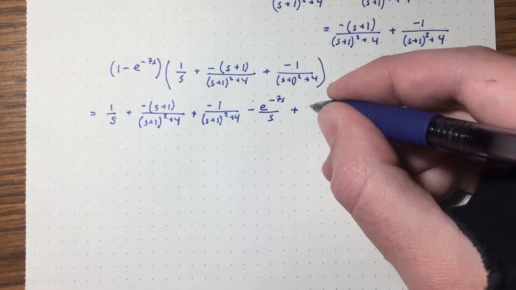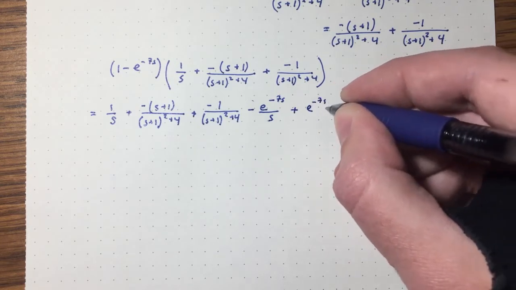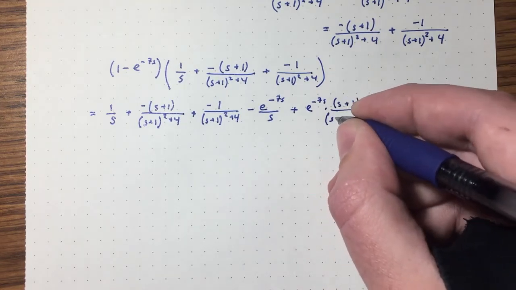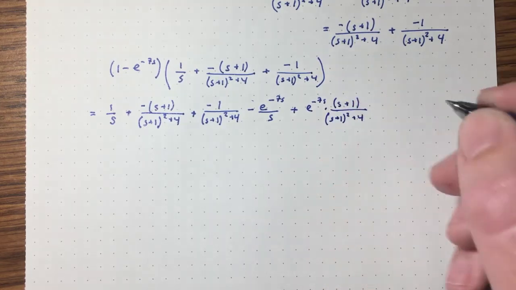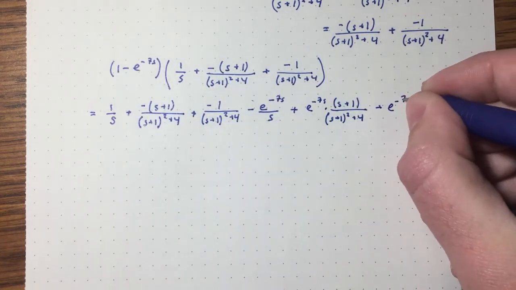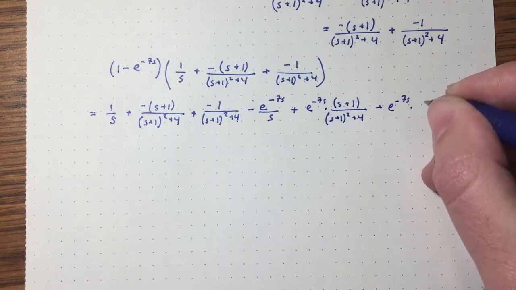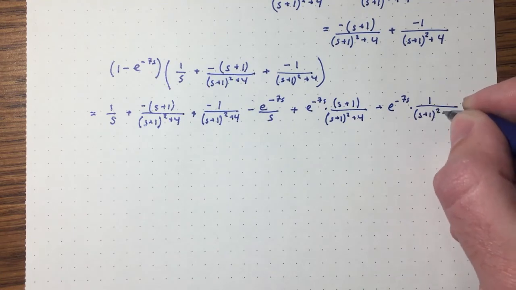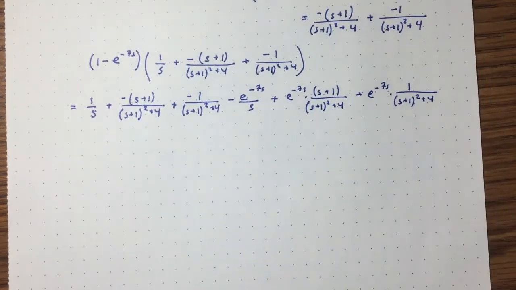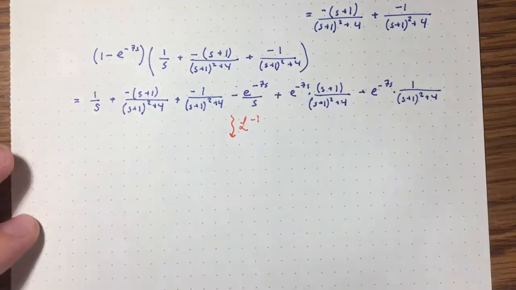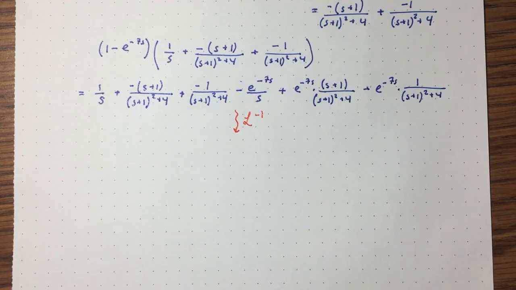And then I have a plus e to the minus 7s times this s plus 1 over s plus 1 squared plus 4. And then I again have a plus and minus of a minus e to the minus 7s times 1 over s plus 1 squared plus 4. Okay, now I'm definitely ready. So I'm going to take the inverse Laplace transform. And I'm just going to use our table here.